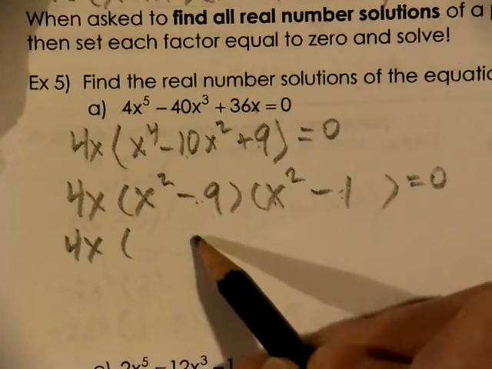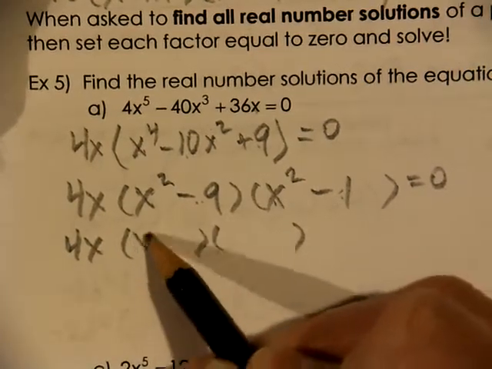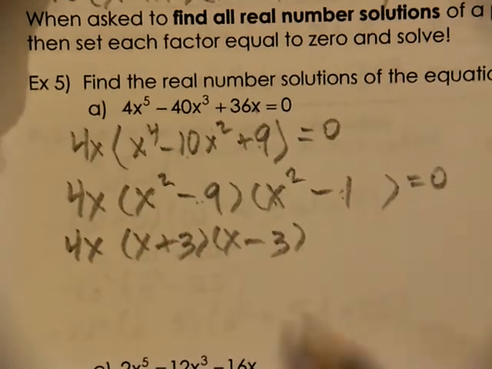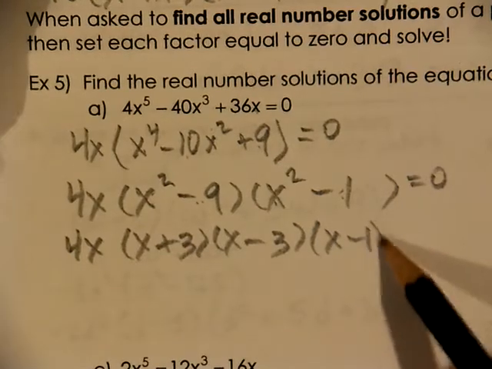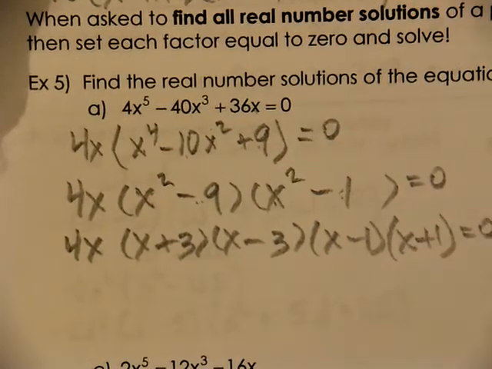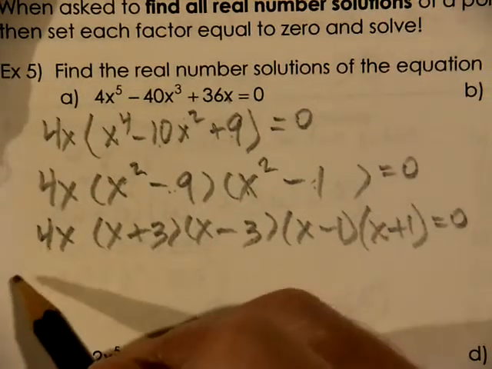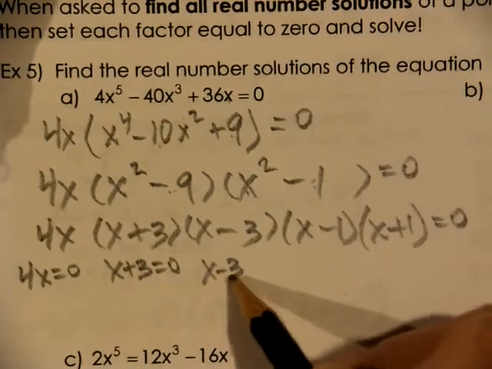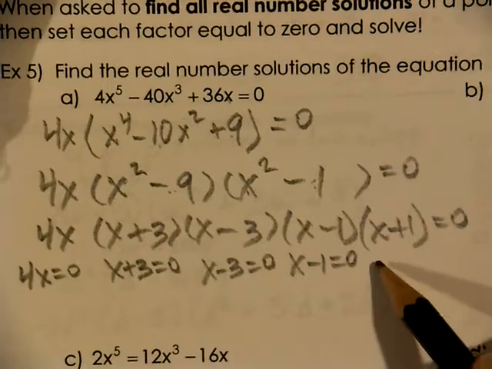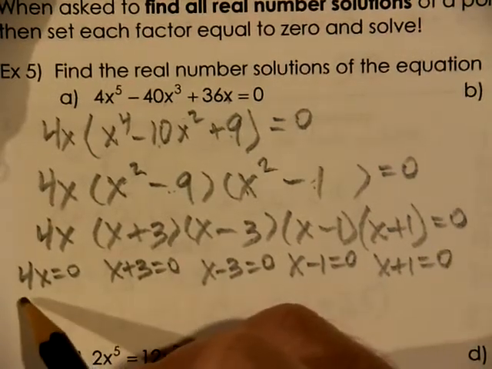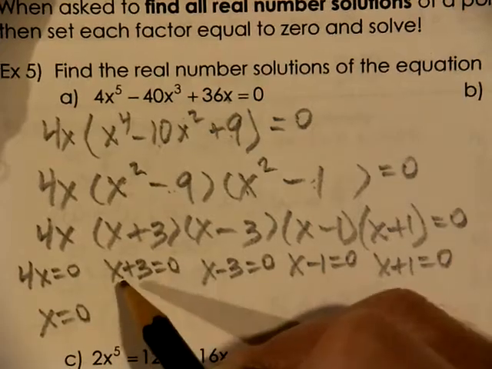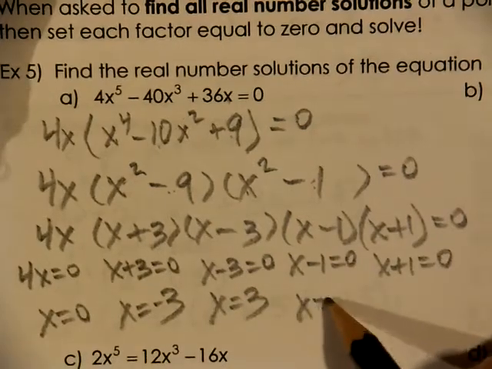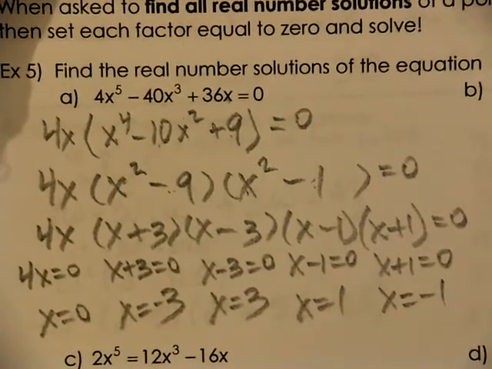Now, this is the difference of two squares. x and x makes x squared. 3 and 3 makes 9. Plus and minus. And the same thing goes on here. So we set the 4x equal to 0, the x plus 3 equal to 0, and so on. When you divide by 4, you get x equals 0, subtract the 3 to get negative 3, add the 3 to get 3, add the 1 to get 1, subtract the 1 to get negative 1.